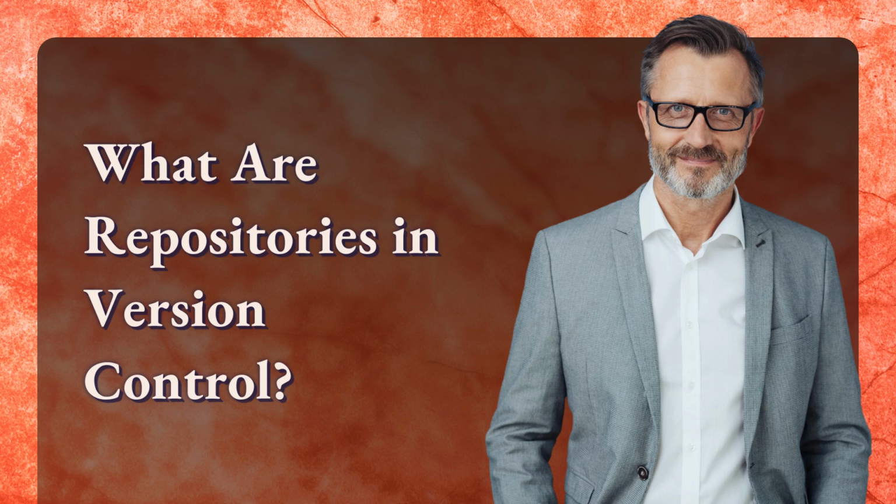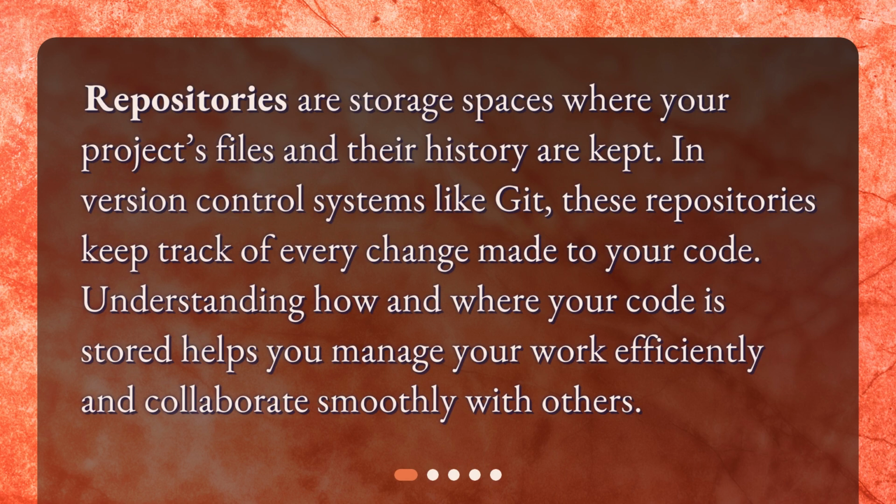What are repositories in version control? Repositories are storage spaces where your project's files and their history are kept. In version control systems like Git, these repositories keep track of every change made to your code. Understanding how and where your code is stored helps you manage your work efficiently and collaborate smoothly with others.